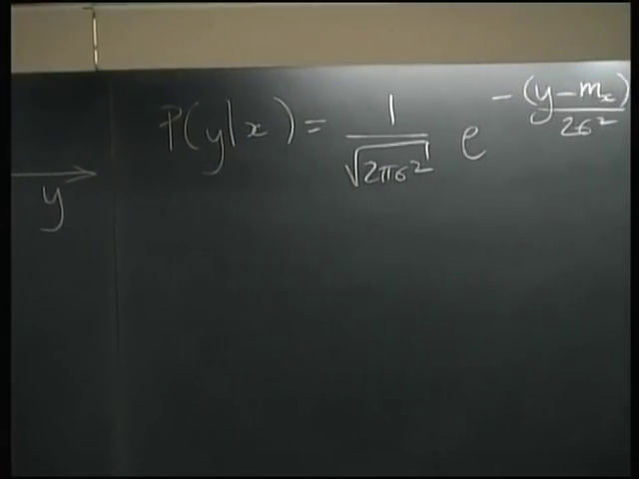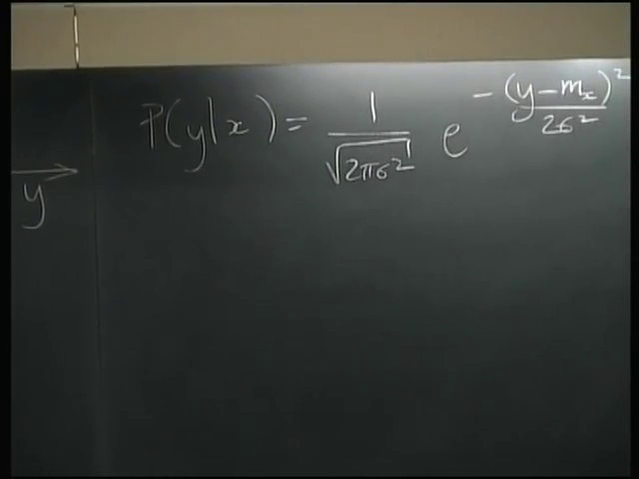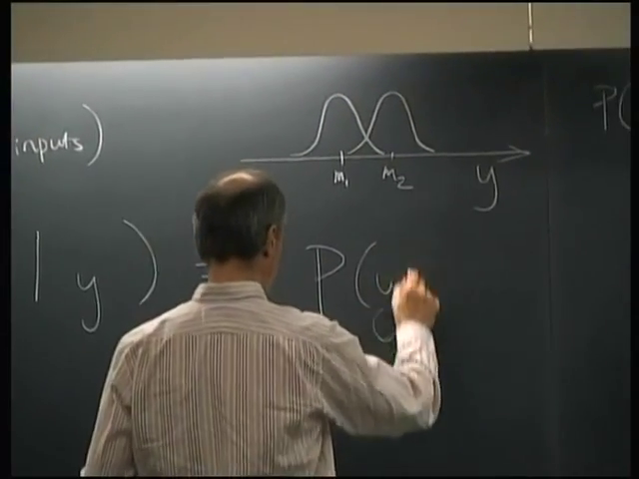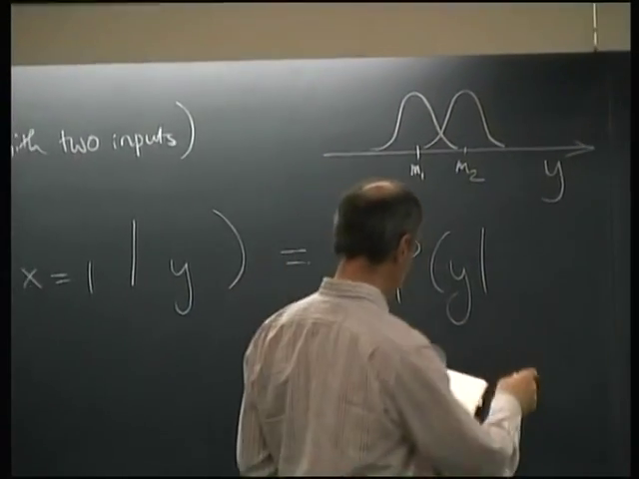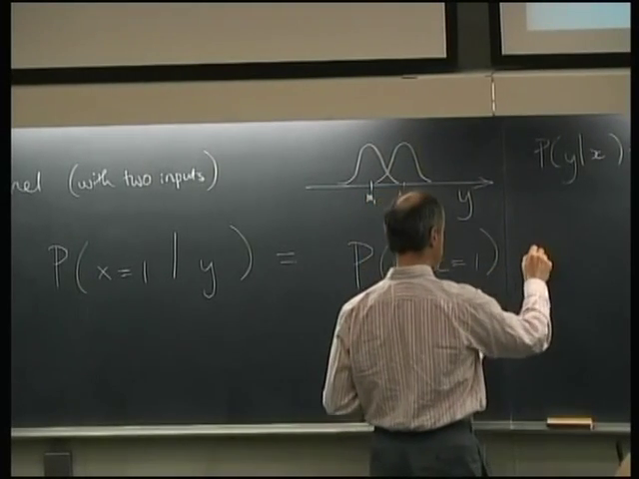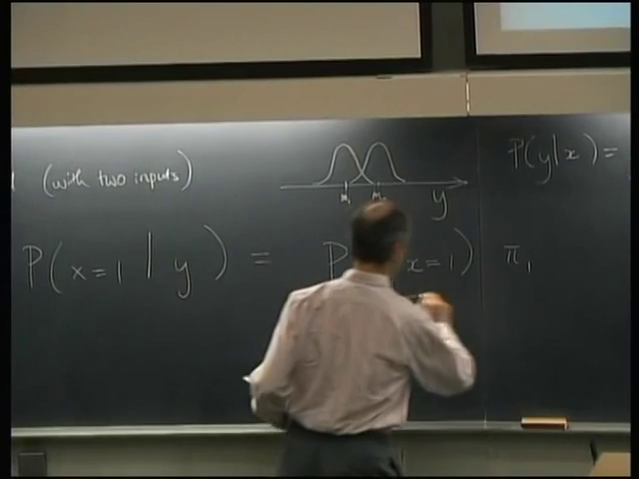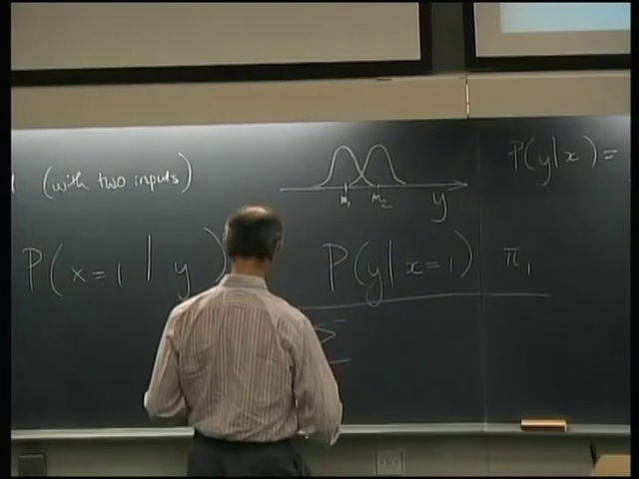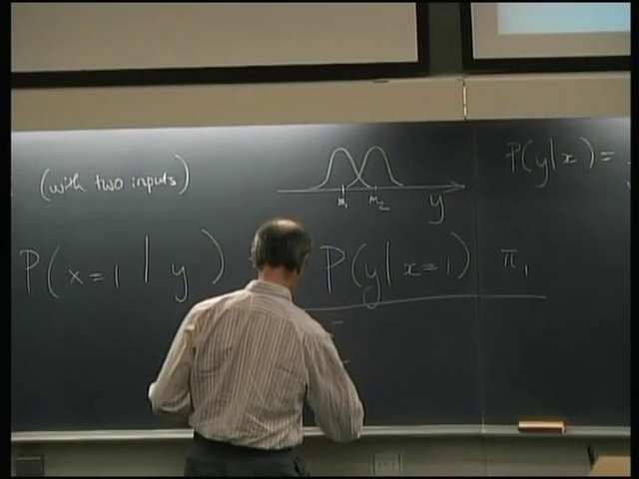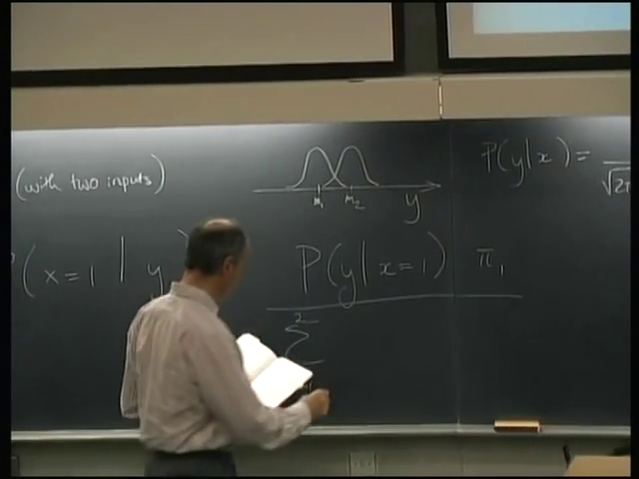Okay, so how do we solve inference problems? We write down Bayes' theorem. That's not controversial. The posterior probability of x given y is the probability y given x times the prior probability of x having that value divided by the sum over all the two possible values for x.